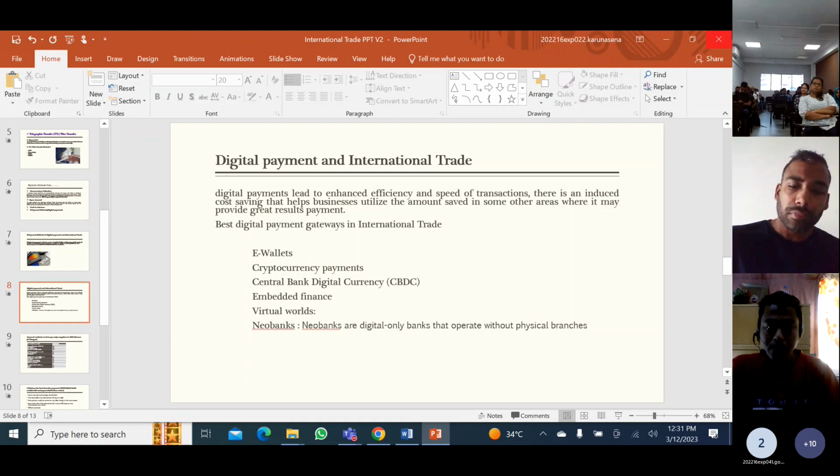The next one is virtual worlds and the neobanks concept. Neobank means the banks are digital only, operating without physical branches.